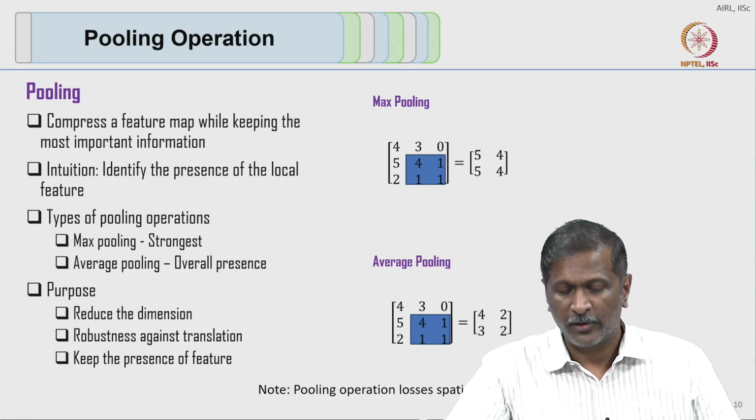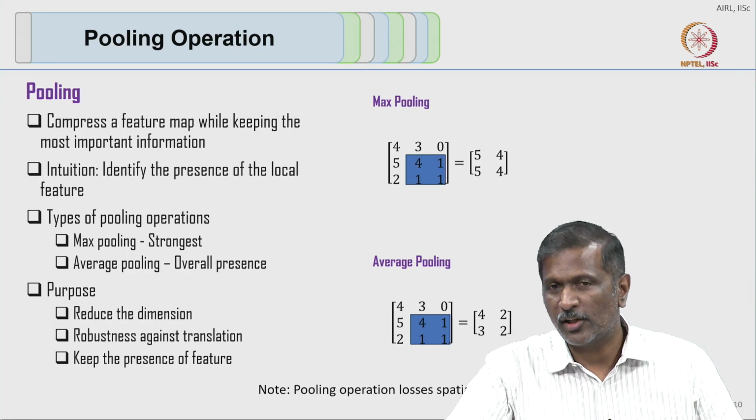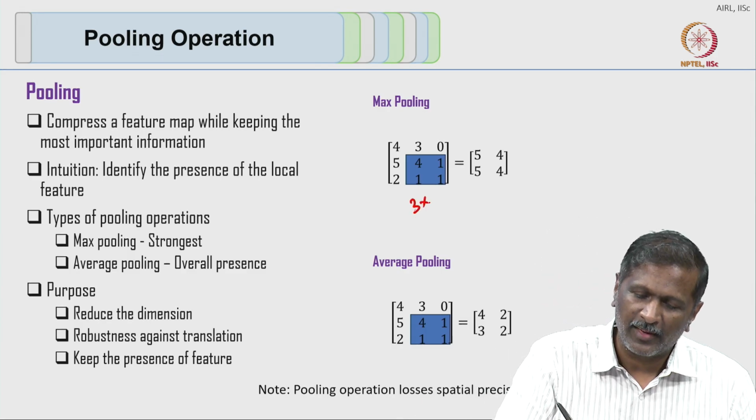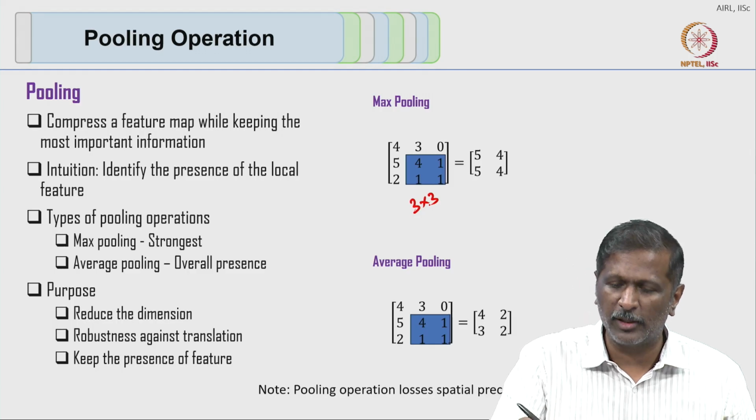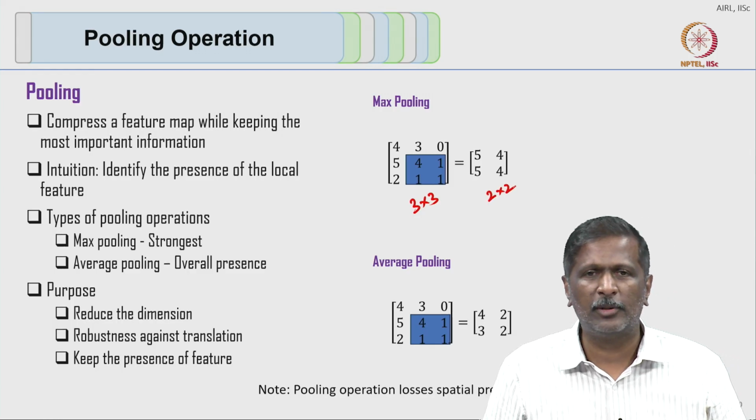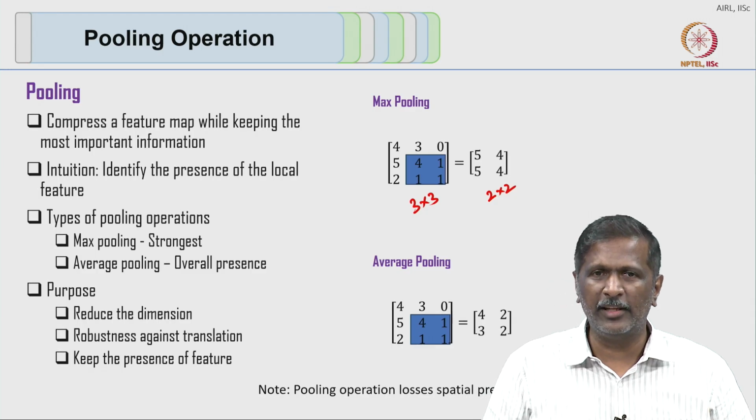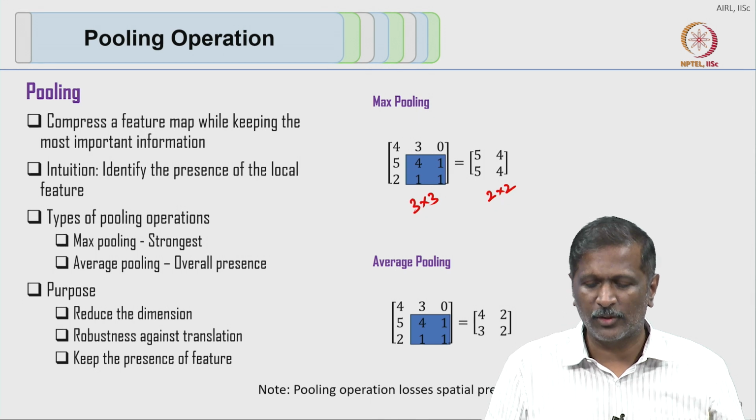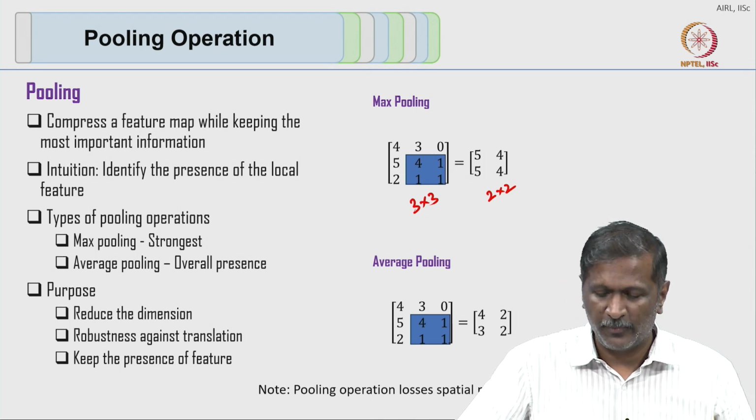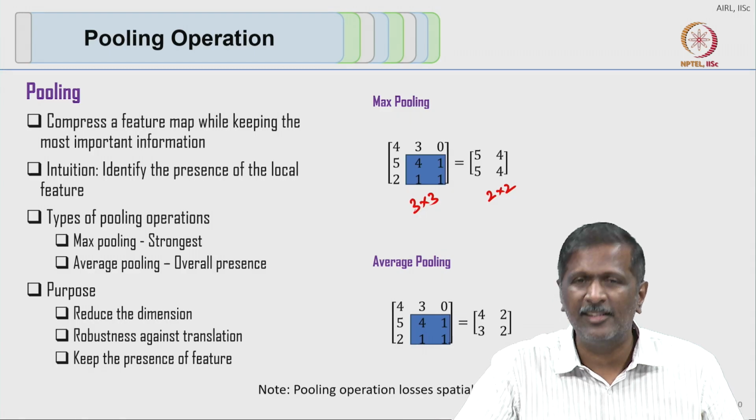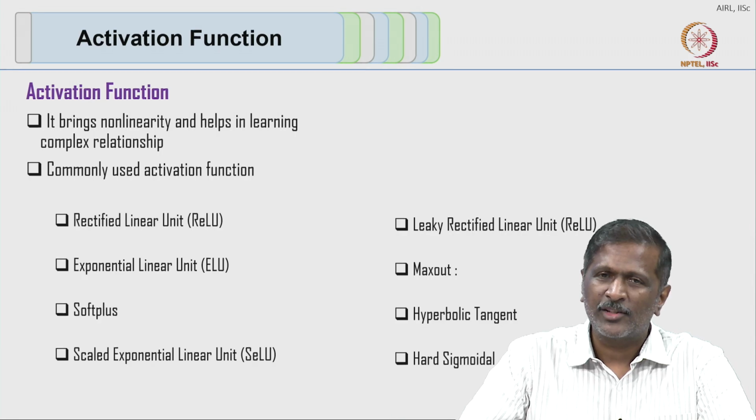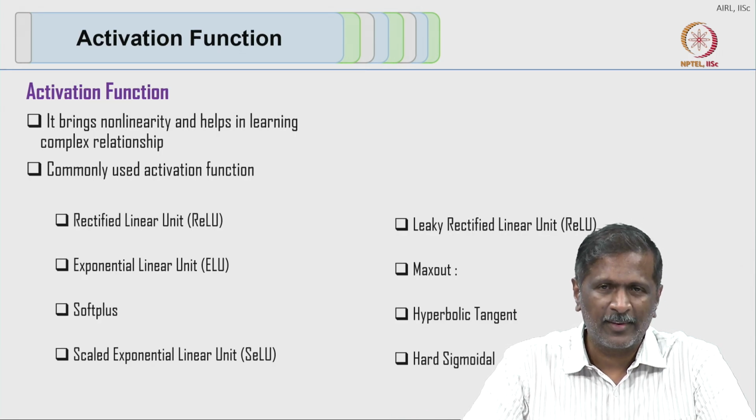Remember, pooling operations also lose spatial precision. The 3 cross 3 is my activation map. If I do the pooling, I will be able to reduce it to 2 cross 2. If you do the pooling with a 3 cross 3 patch, it will reduce to a single feature, right? So that's important. Spatial precision is lost, not the information. Spatial precision will be lost. Okay, so we saw two basic operations. One is convolution, the other is the pooling operation.